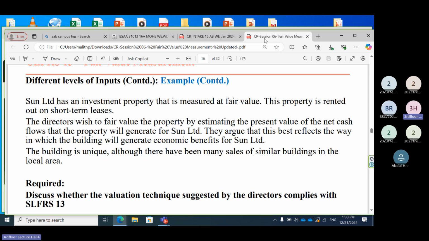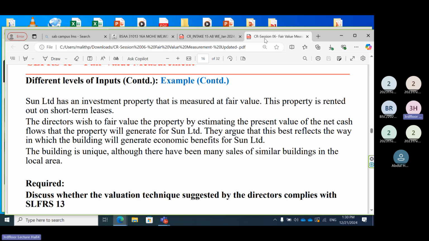And as to the management view, what's their suggestion? The director wishes to fair value the property by estimating the present value of net cash flows that the property will generate for Unlimited. They argue that this best reflects the way in which the building will generate economic benefit for Unlimited. And for the candidate, this is the best way we can use to do the fair valuation. This is the core earning outcome, right? The building is a unique asset, although there have been many sales of similar buildings in the local area.